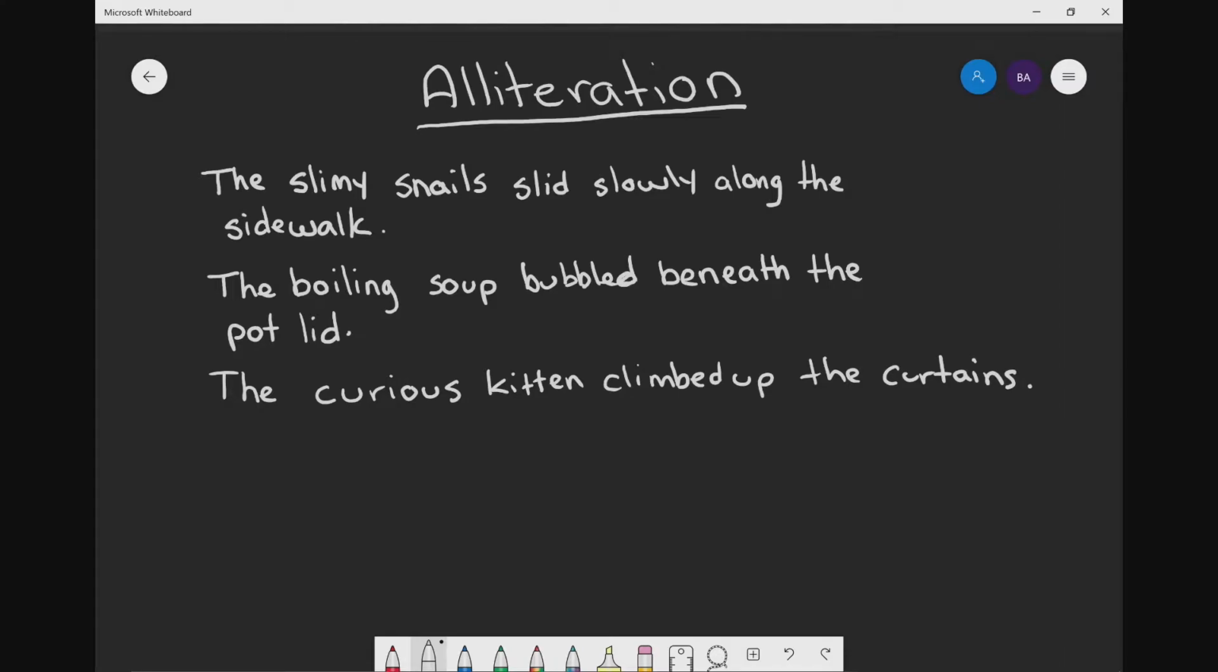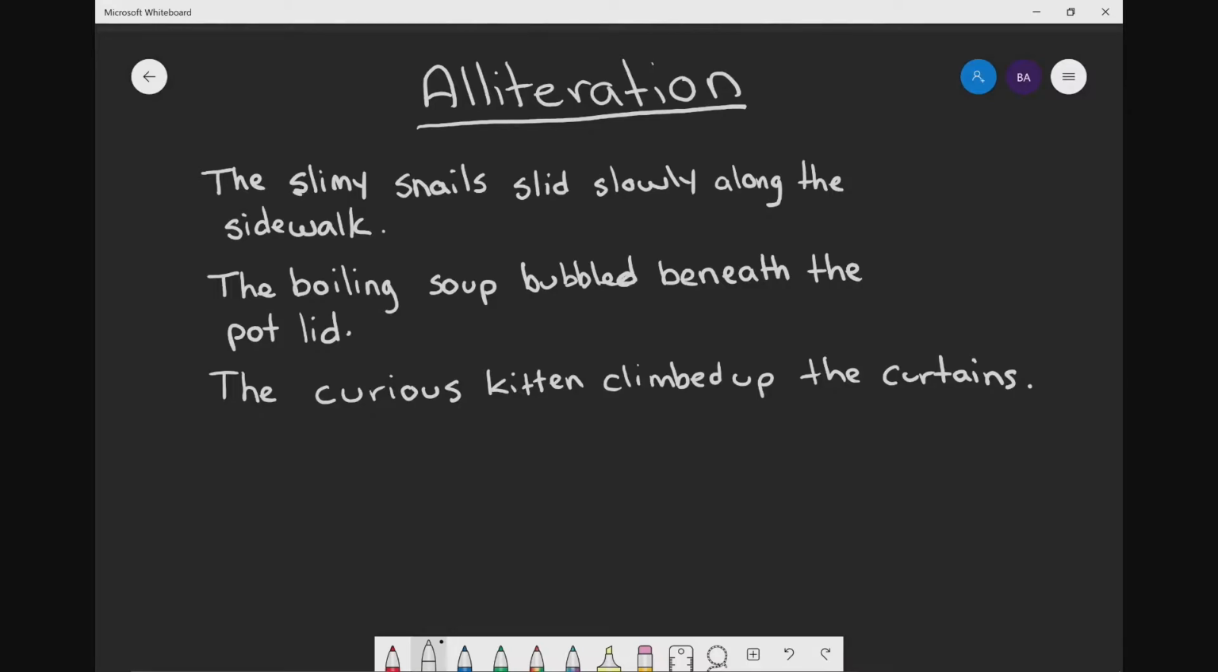Hi everyone, today we're going to be talking about another poetic device, and this one is called alliteration. Now, alliteration is when we have two or more words that are next to each other or near each other, and they start with the same sound. Sometimes alliteration can be obvious, like in this first example here.